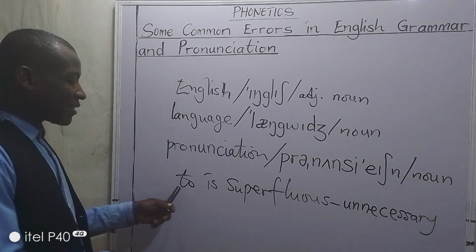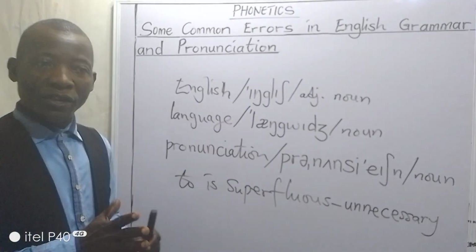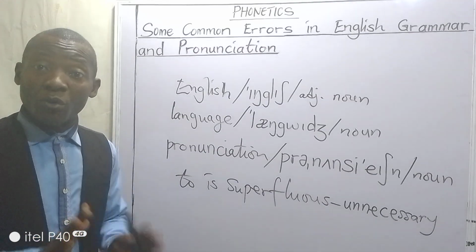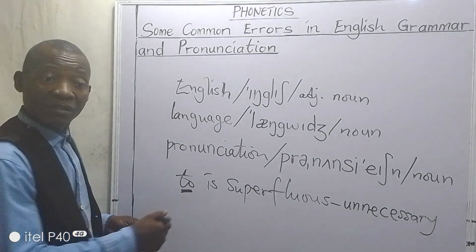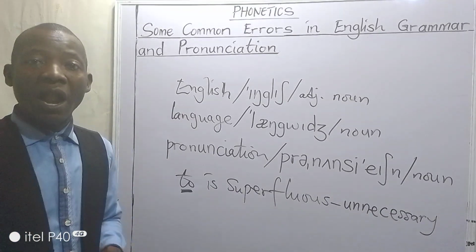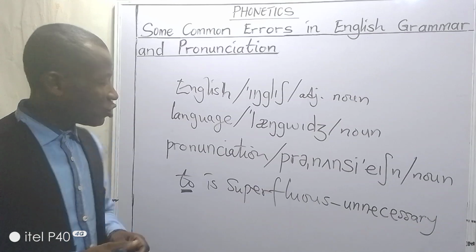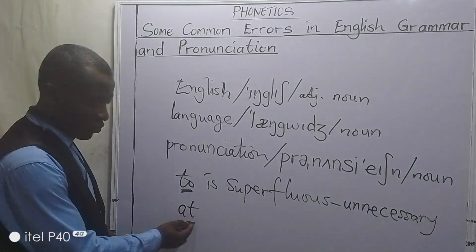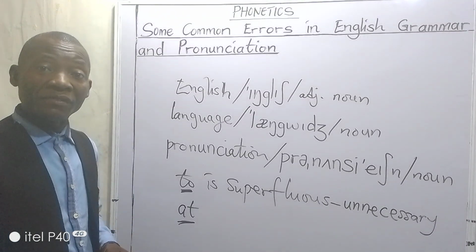So why is it unnecessary? If you say, where are you going? It will be absolutely correct. Where are you living? It's perfect. Not "at". You don't need to put "at". Where are you living at? There's no point for that. You've gotten it already.